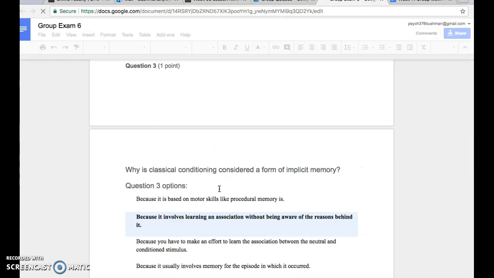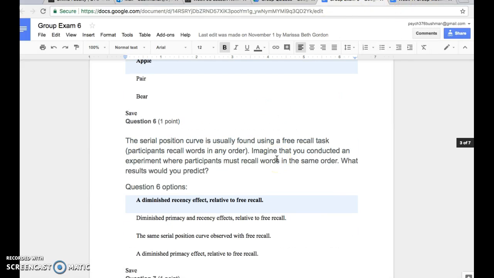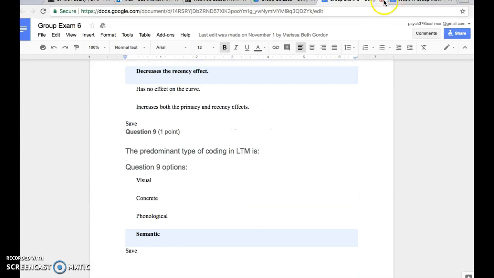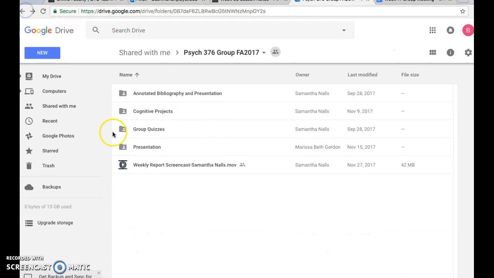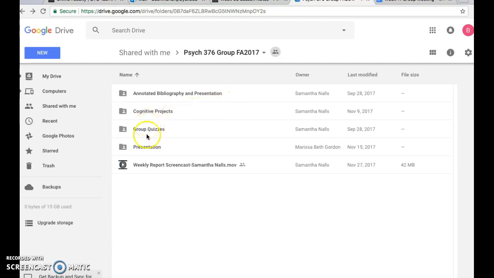Oh, they did a similar thing, it looks like, where they've gone through the exams. Uh-oh, Rob's not going to like this. Looks like we have a copied and pasted exam in here. Oh dear.